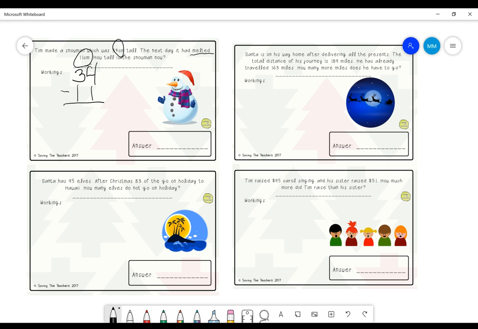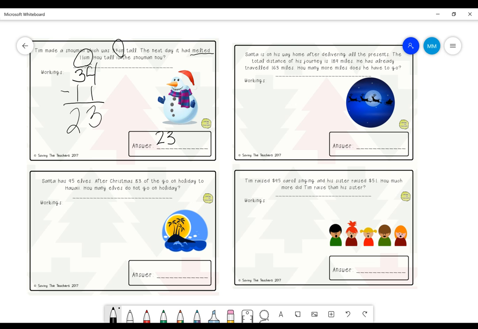All right, now it's time for us to solve our problem. We have 34 minus 11. So we're going to start in the tens place, right? No, we always start in the ones place when we are adding and subtracting. So starting in the ones place, we have 4. Can we take away 1? Absolutely, we can. If we take away 1, we will have 3 ones left. Now I go to my tens place. I have 3 tens. I'm going to take away 1 ten, and I have 2 tens left. How tall is Tim's snowman now?